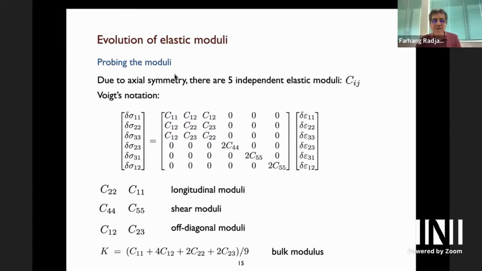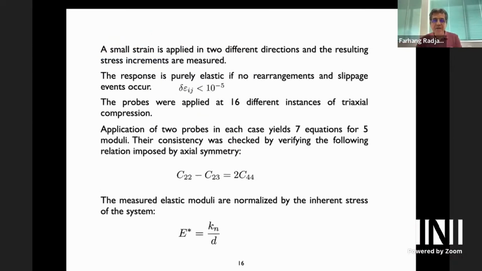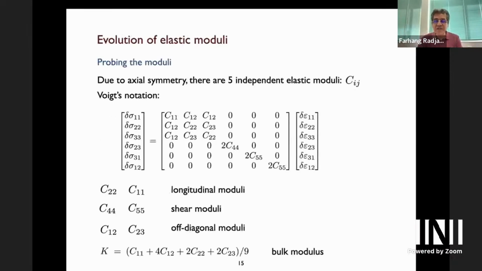So we have, of course, because of the axial symmetry, 5 independent elastic moduli, Cij. And if we use Voigt's notation, we have this definition of the 5 elastic moduli. So C11 and C22 are the longitudinal moduli, C44, C55 are the shear moduli, and we have C12 and C23, which are the off-diagonal moduli. The bulk modulus is given by this. So we probe the elastic behavior in 2 different directions, so that we have enough information to use these equations to evaluate.